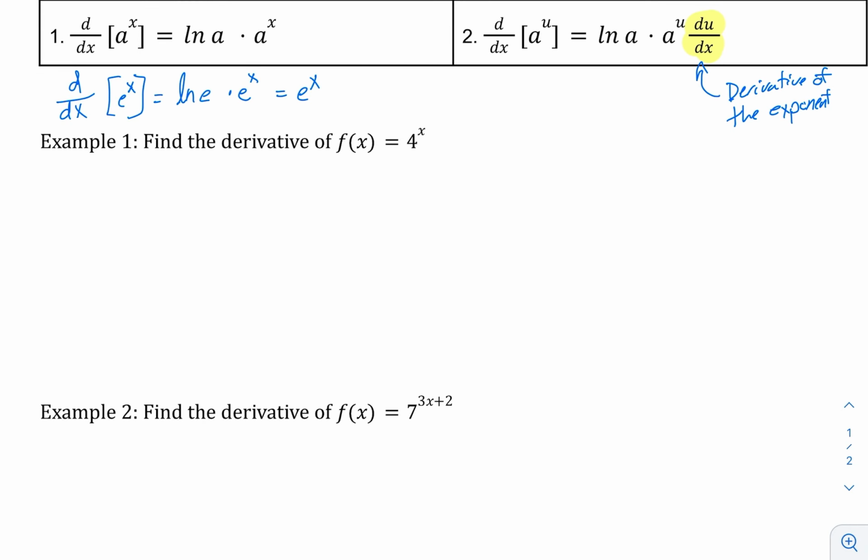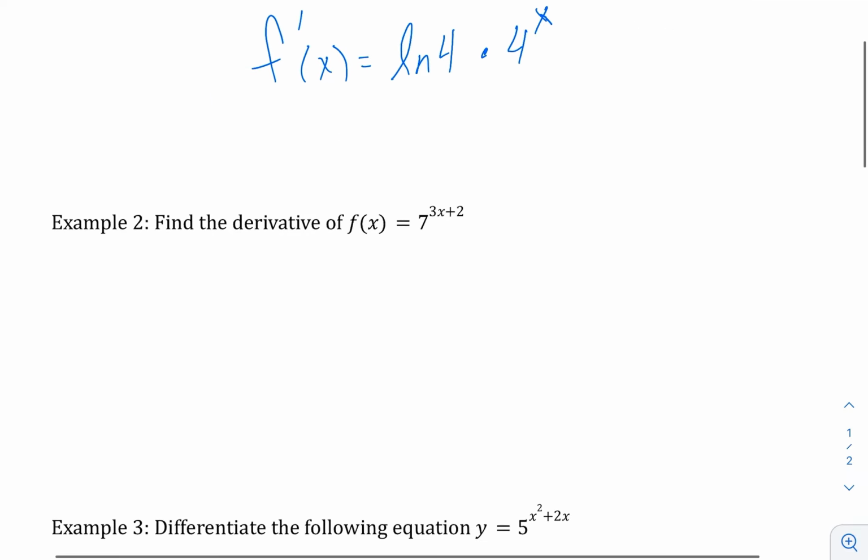So if we want to find the derivative of f of x is equal to 4 to the x, we would just say, okay, well, f prime of x is equal to the natural log of 4 times 4 to the x power. Now, we could multiply by the derivative of x, but that's just 1, so we don't have to include that 1 at the end.